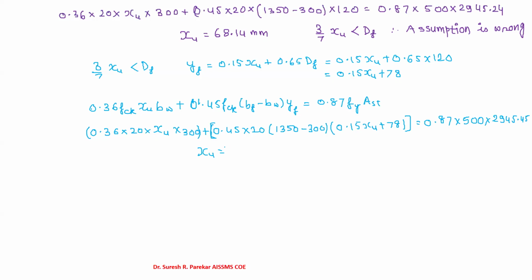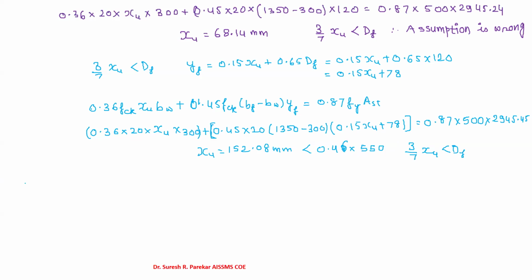By solving this equation, we get the value of XU, which I got as 152.08. This value is less than XU max, which is 0.46 into 550. I have not calculated that value, but we can see this is less than 0.46 into 550. So our assumption is correct, that 3/7 of XU is less than DF.